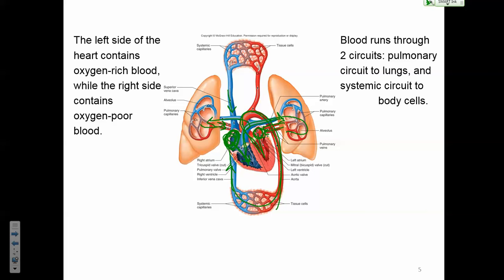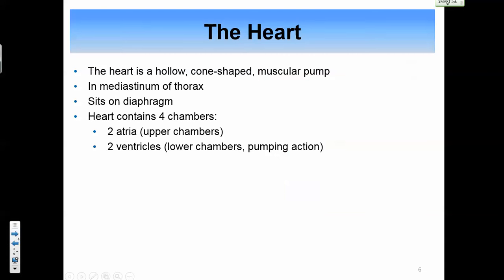Okay, I'll have a video in a little while that shows that too. But these circuits are running at the same time while the left side is circulating the oxygenated blood, the right side is circulating the deoxygenated. Okay, it all occurs simultaneously.